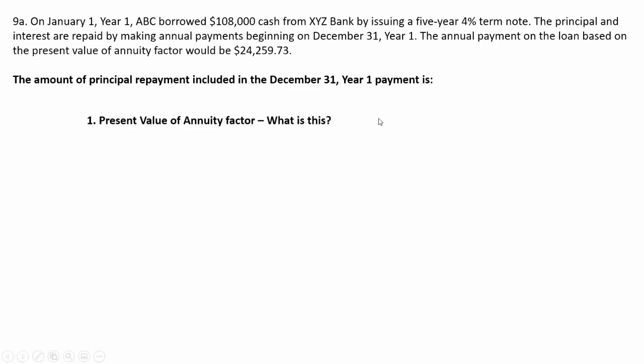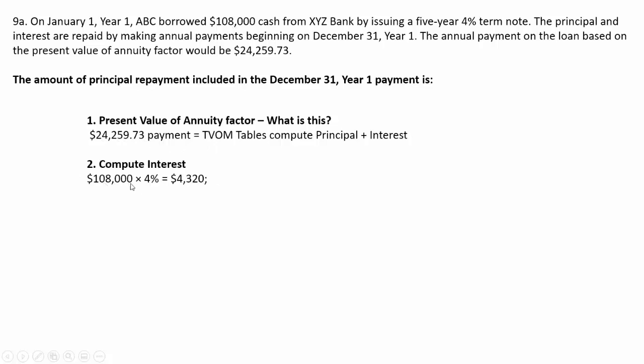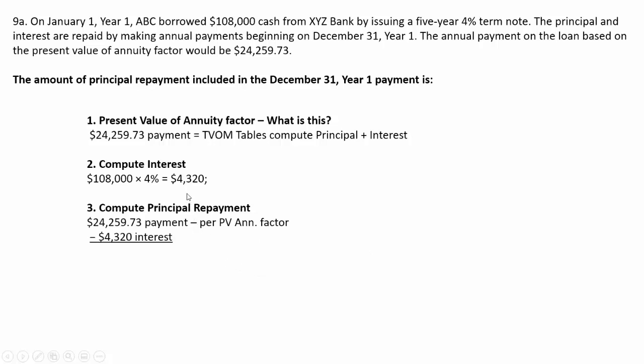The present value factor, like I said, and I'm repeating myself, but that's fine, gives the total payment based on a present value table, and it includes the principal and the interest. The total payment is $24,259.73. When we compute the interest on this, a $108,000 loan times the interest rate of 4%, the interest included in that payment was $4,320. So to compute the December 31st year 1 principal repayment, that would be the $24,259.73 minus the interest we calculated in step 2 of $4,320. And so the principal repayment in year 1 on December 31st would be $19,939.73.